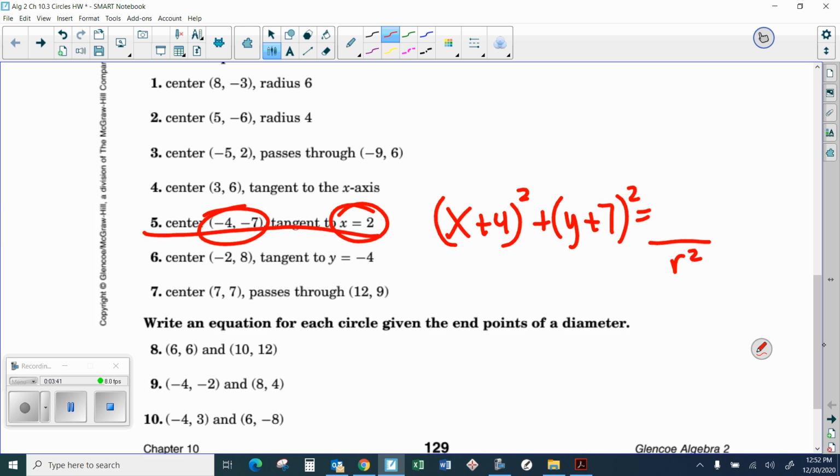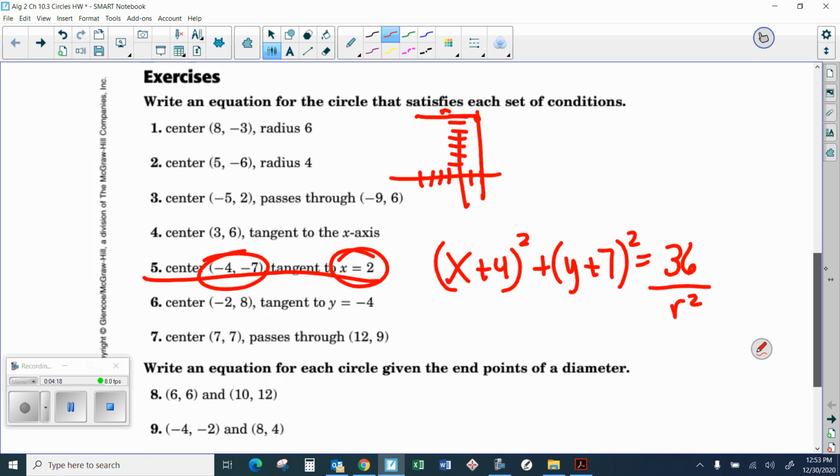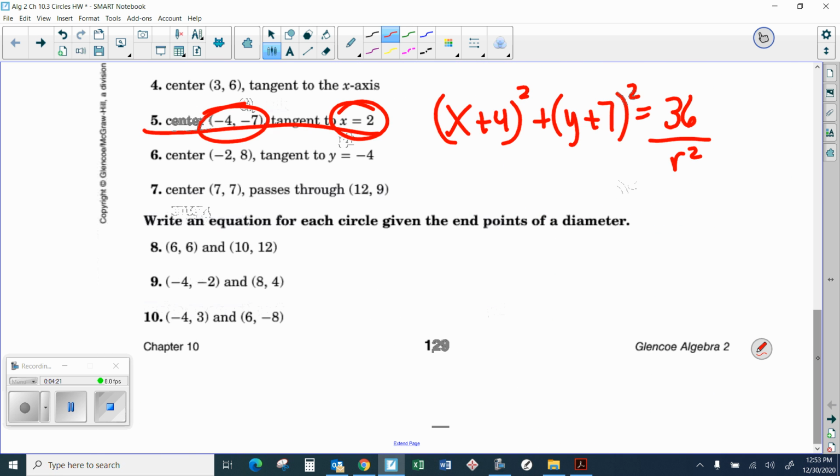Well, it says tangent to x equals 2. x equals 2 is a vertical line. So if I have negative 4, 7, and it's tangent at x equals 2, then that means x equals 2 is right there, and this is my center. So how far is it from there to there? That'd be my radius. So from negative 4 to positive 2 is 6. That's r, but then I have to square it. So 6 squared is 36. Okay, 8 through 10 there, just like the example we did. Okay, right up there. All right, backside.